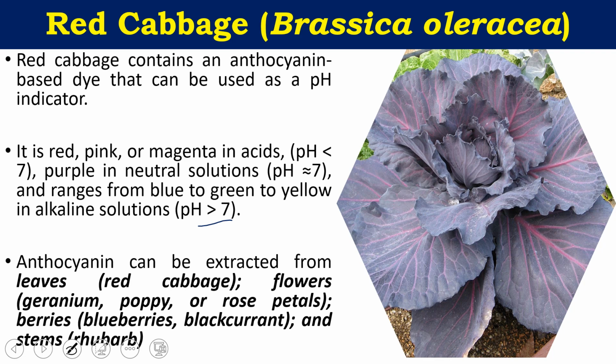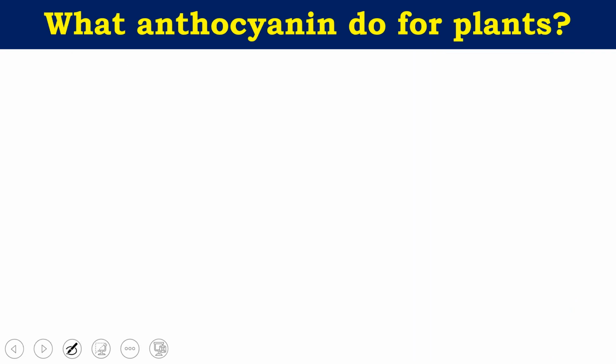So this anthocyanin, like from the red cabbage, you can use the cabbage or you can use their leaves also. Flowers like geranium, poppy, and rose petals, you can use. Berries, that is blueberries, you can use. Black currant, you can use. Stem, guava, you can use. So everywhere it is anthocyanin. Normally it is a chemical compound, a group of compounds.